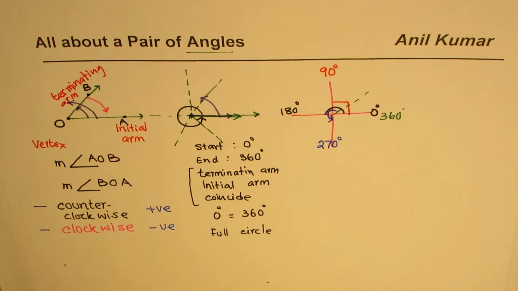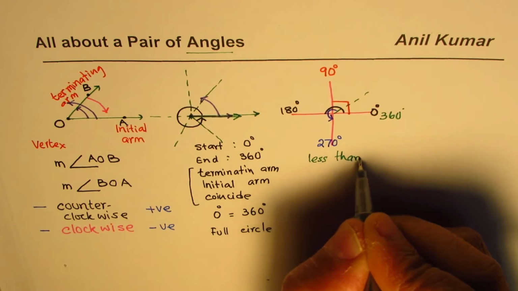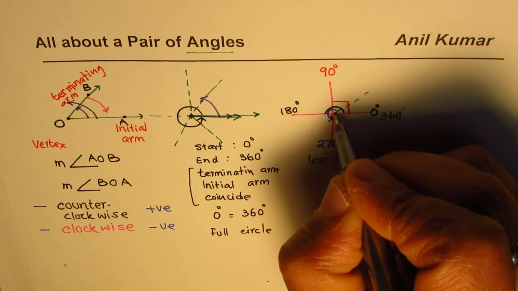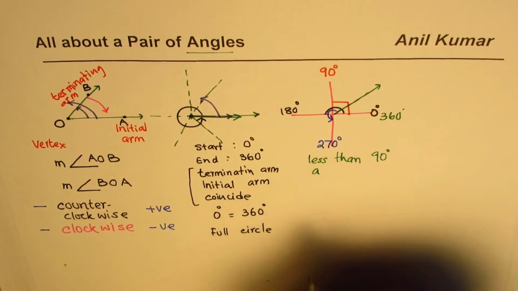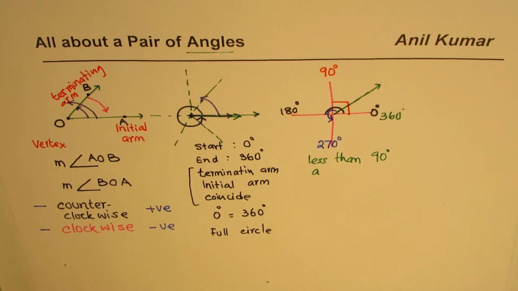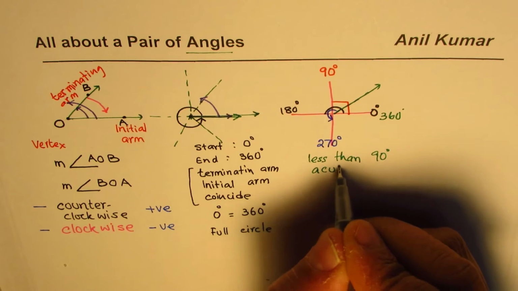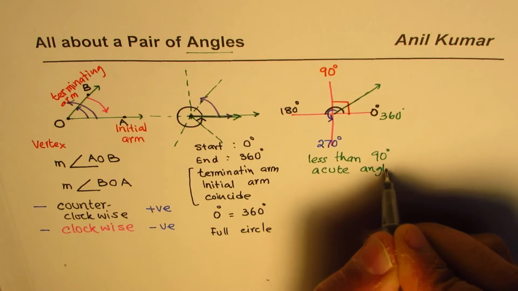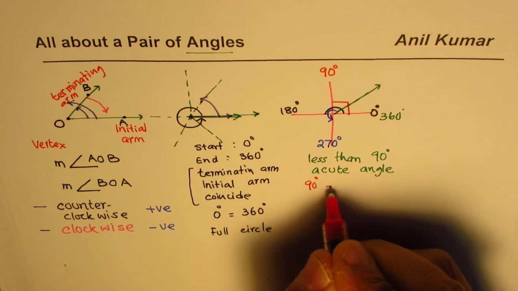These angles have some special names. If the angle is less than 90 degrees, that means somewhere here, for example, in between 0 and 90, we call this an acute angle. Okay, 90 degrees angle as shown here is called right angle. So let me write down. 90 degrees is right angle.